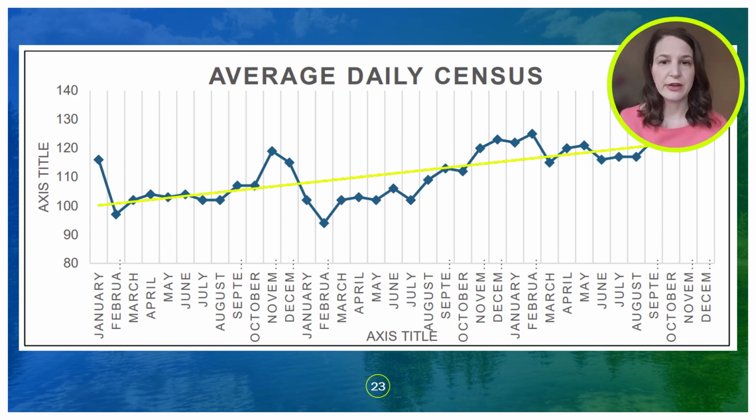In this figure here, there are several issues, and it is not ready to go to press. First, the title is not descriptive enough to stand alone. Readers are not told if this is the average daily census of a unit, or hospital, or health system. The axes titles aren't labeled, and the months on the x-axis have been cut off, so it's unclear what years are being reported. Additionally, there's no legend, so readers are unable to know what the yellow line is referring to.